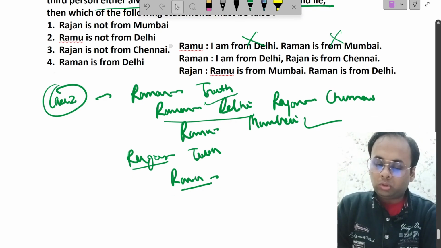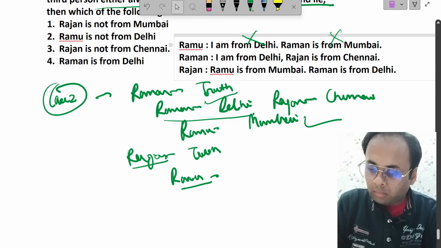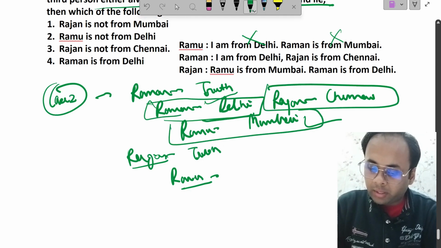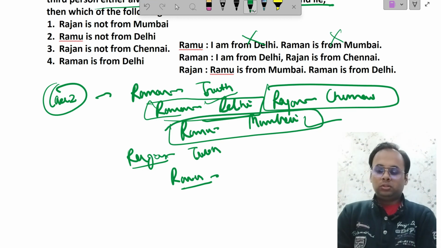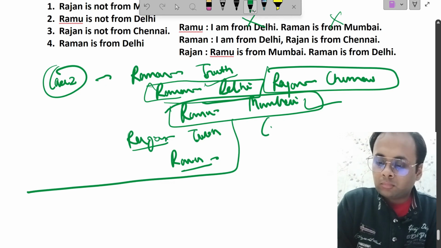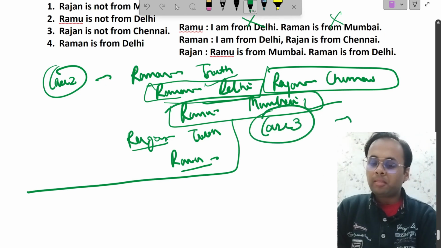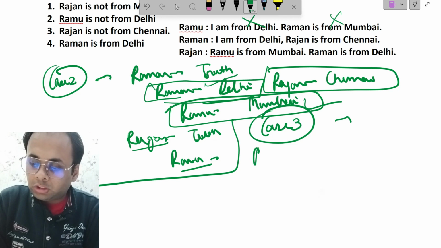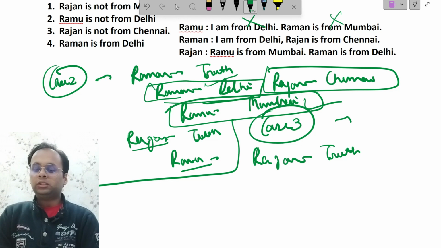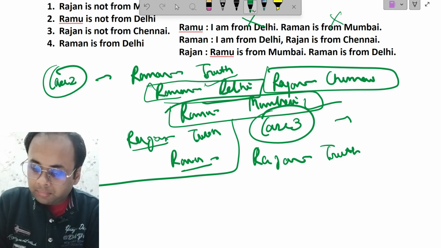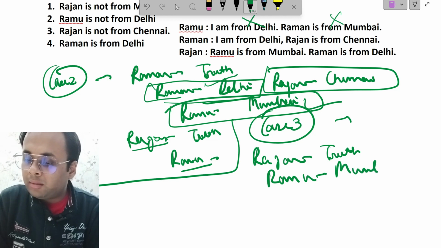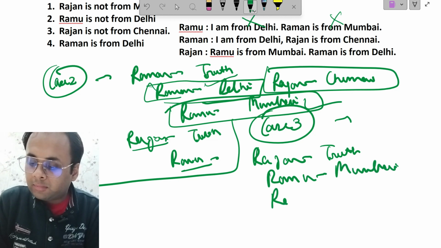Okay, let us move on to case 3. Now as per case 2, Raman is from Delhi, Rajan is from Chennai, and Ramu is from Mumbai, correct. So let us see the case 3 now. Case 3 is Rajan is speaking the truth here. Rajan is speaking the truth that Ramu is from Mumbai. Ramu is from Mumbai. Raman is from Delhi.